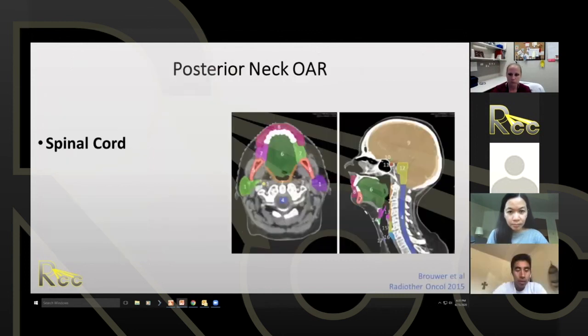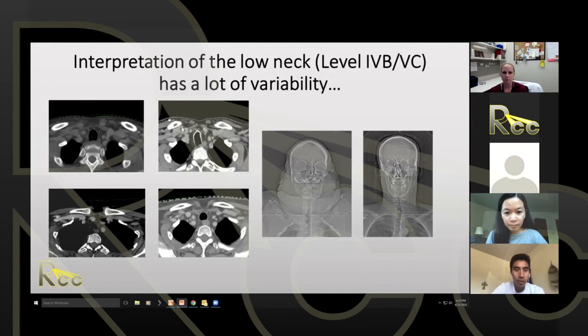So Dr. McGee, going back to that slide, how do you deal with some of this variability? Do you still use the same anatomic boundaries?